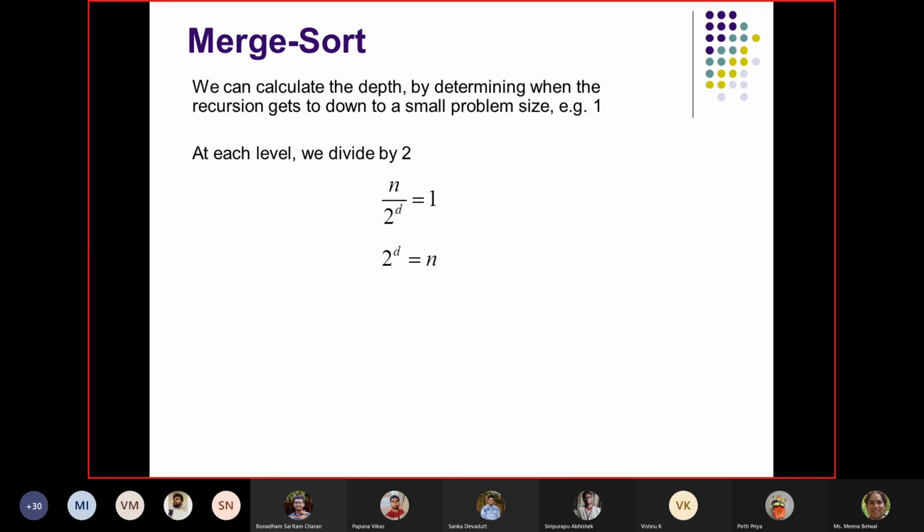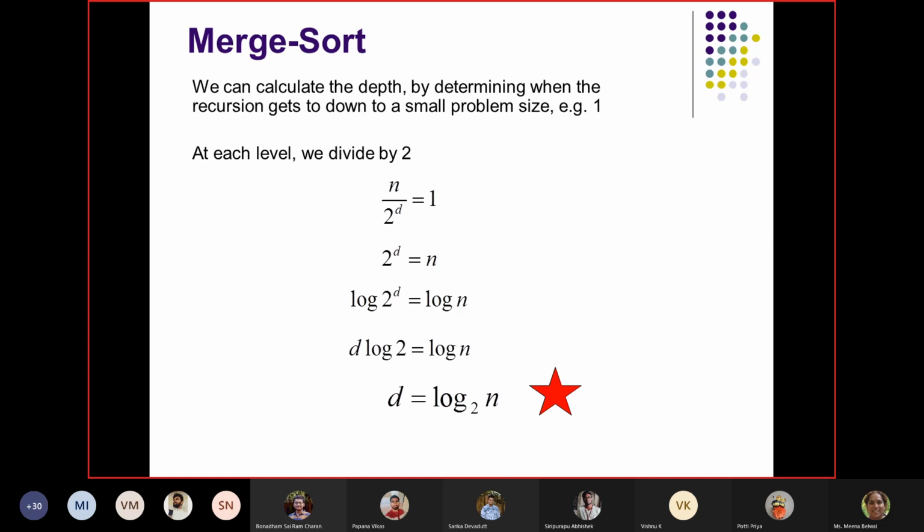So this is how n divided by 2 to the power of D becomes 1. Now if you take log on both sides, you get 2 to the power D is equal to n, so D becomes log n, since log 2 base 2 is 1. So you get the value of D as log n. That is why whenever you divide something like this, you call it a complexity of log n. So in merge sort, this log n factor is coming from the dividing part. The depth becomes log n. Right? So this is the depth that you are getting.